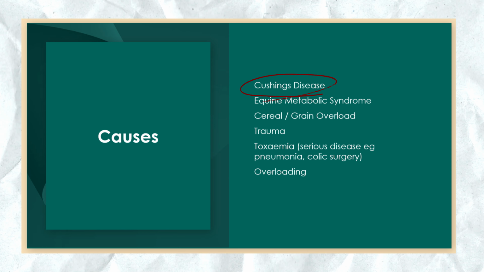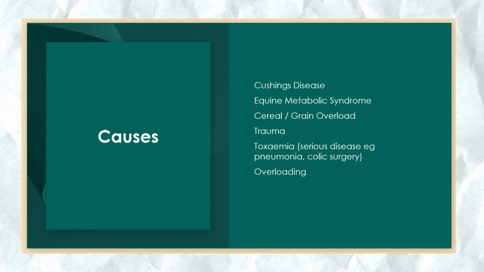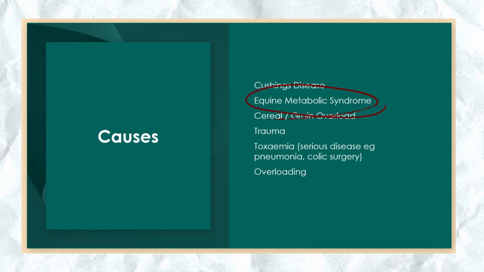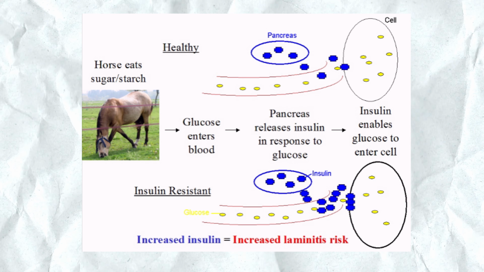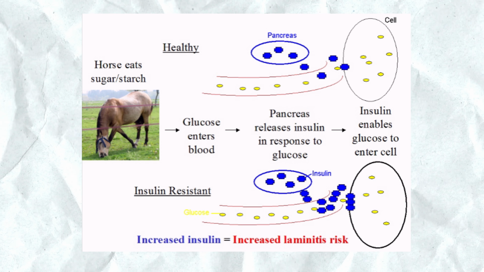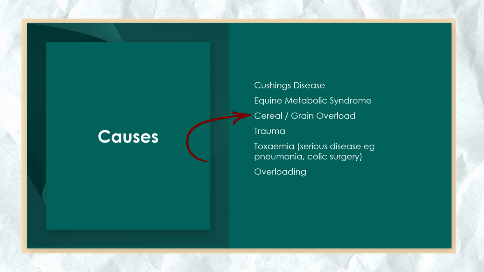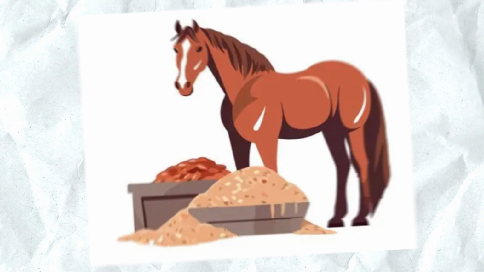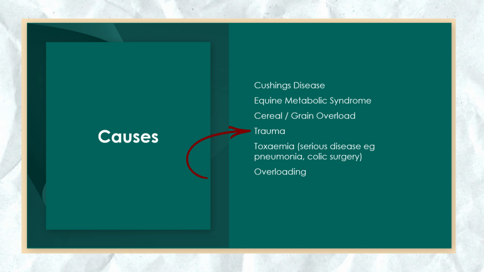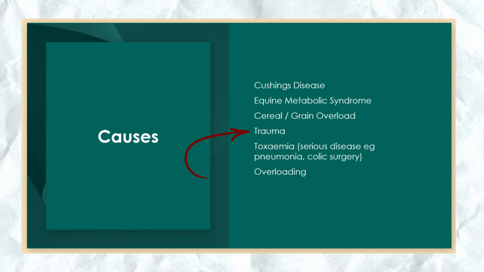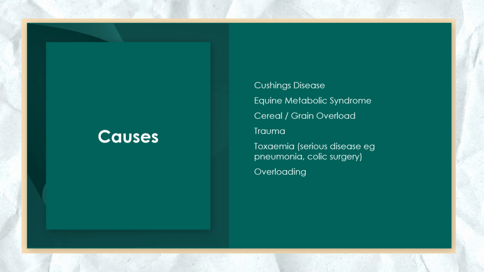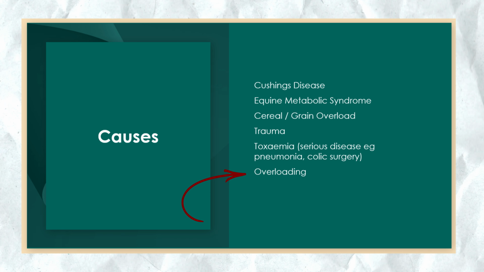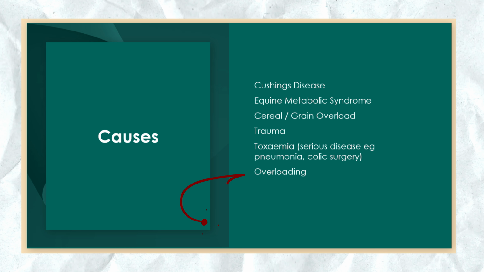Causes of laminitis include Cushing's disease, which is abnormal regulation of the pituitary gland in the brain; equine metabolic syndrome, which causes dysfunction of insulin regulation due to chronic obesity; cereal or grain overload, access to too much feed, which can cause toxemia in the gut; trauma, so fast work on very hard surfaces for a long time; toxemia caused by serious diseases such as pneumonia, colic surgery, and systemic infections; and overloading, where occasionally a severe lameness on the opposite leg will cause overloading and tearing of the laminae on that leg.